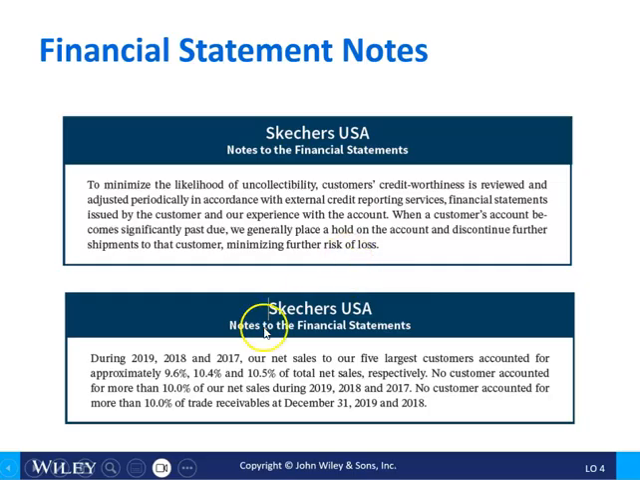And then down here in the second one, our net sales to our 5 largest customers accounted for approximately 9.6, 10.4, 10.5% of total net sales. So their 5 largest customers are roughly 10% of sales in each of those years. But no customer accounted for more than 10% of our net sales during those years, and no customer accounted for more than 10% of trade receivables at the end of 2019 and 2018. Okay, so they're just giving more information about some of their customers and that they've kind of spread out their risk and that type of thing.